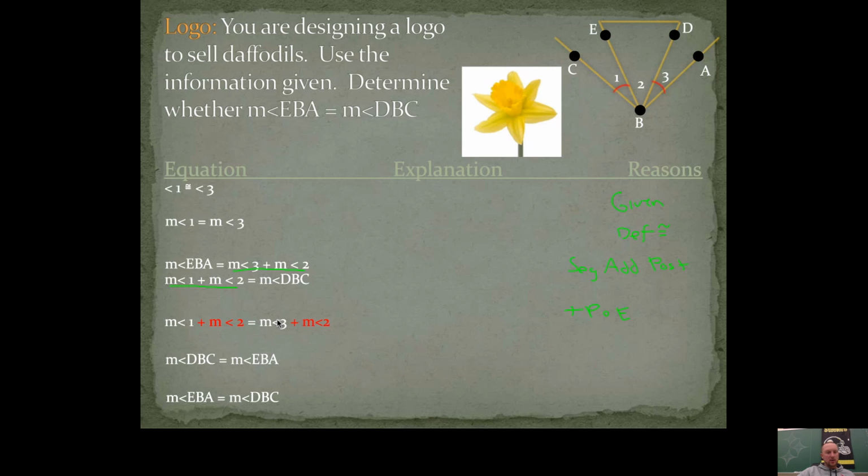Or here's how they did this in this proof. Measure of angle 1 plus measure of angle 2 equals the measure of angle DBC. So you take this out and you put in what it equals. Measure of angle 3 plus measure of angle 2 equals measure of angle EBA. So you take this out and put that in. You're replacing things that are equal. That's substitution. And then if these two angles are equal, they're equal if you write them the other way. So you can flip the equation. That's your symmetric property.